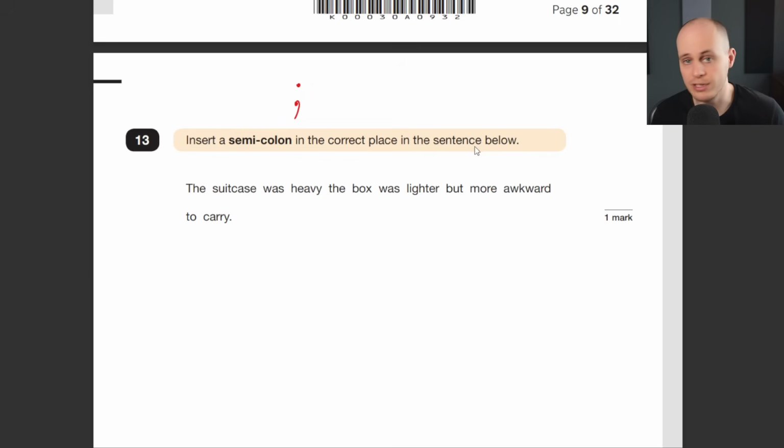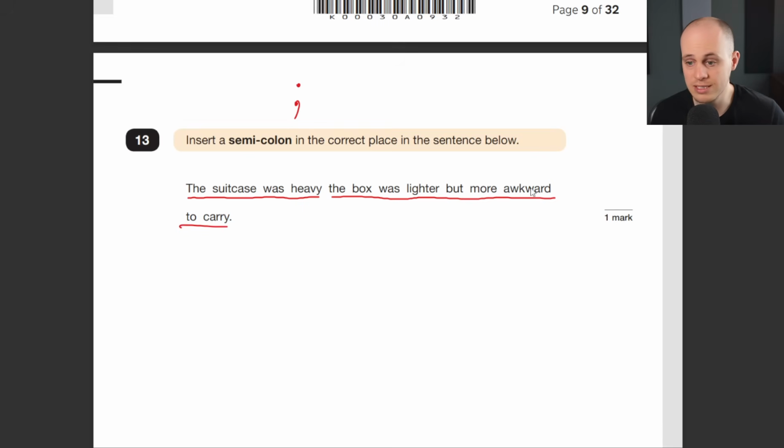Guys, semicolons link two related clauses together. Nice and simple. The suitcase was heavy. The box was lighter but more awkward to carry. I think just reading it identified that this is one complete idea. That's a sentence. The suitcase was heavy. And here is another sentence. The box was lighter but more awkward to carry.